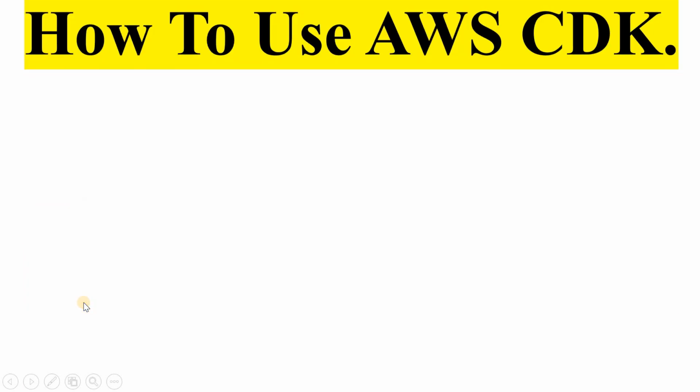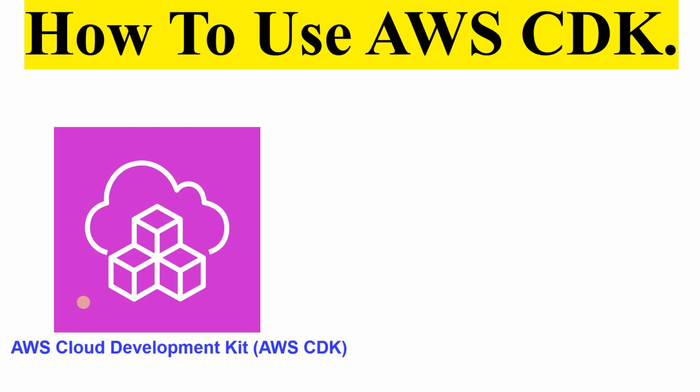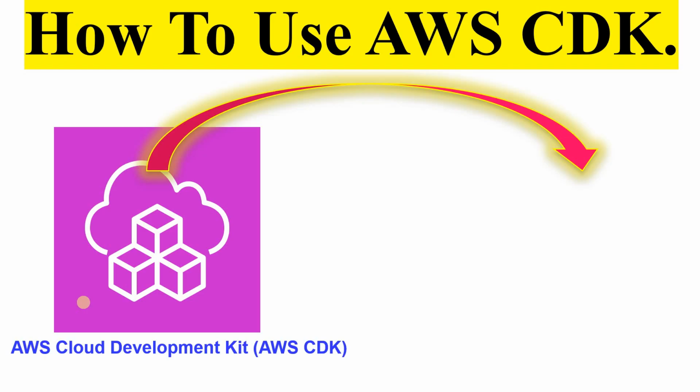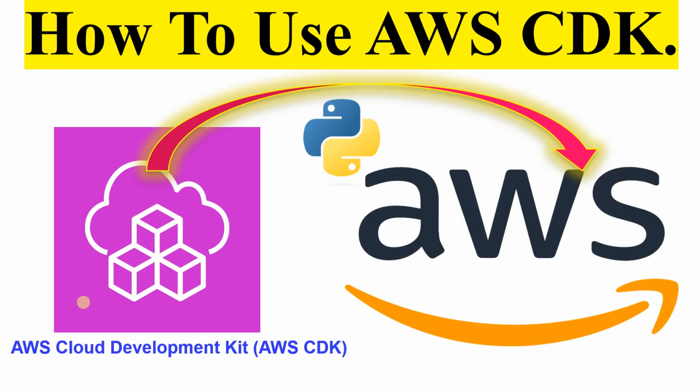Hi, in this video, we will see how to use AWS CDK for Python to deploy infrastructure in an AWS account. The PPT here depicts my demo. We're going to use the AWS Cloud Development Kit, generally called AWS CDK, for Python to deploy the AWS infrastructure in an AWS account.